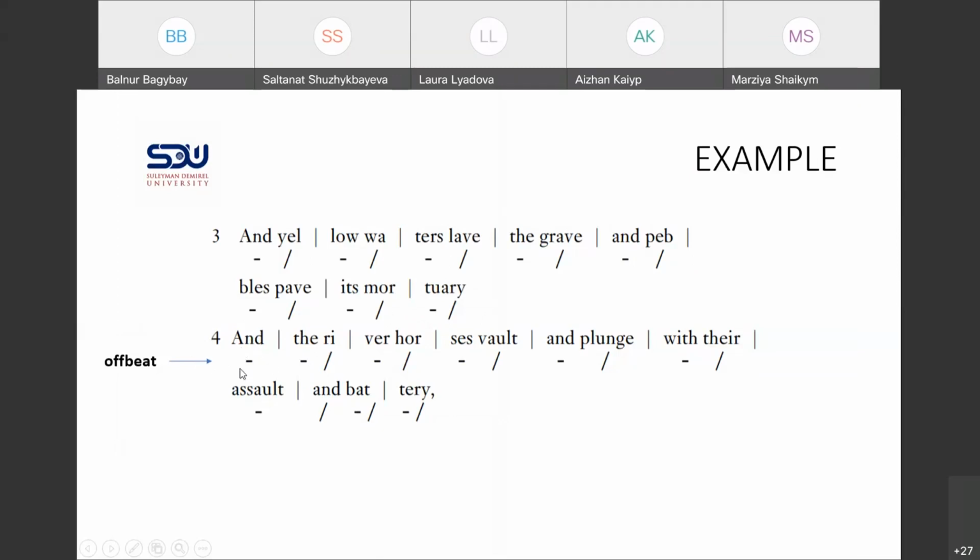unstressed syllables, two different unstressed syllables, we call it offbeat at the start. So it's about the start of the poetic line. If in the very beginning of the poetic line you see two different syllables and both of them are weak, unstressed, it is called offbeat. As you may see, all of them, as Laura mentioned, are iambic ones.